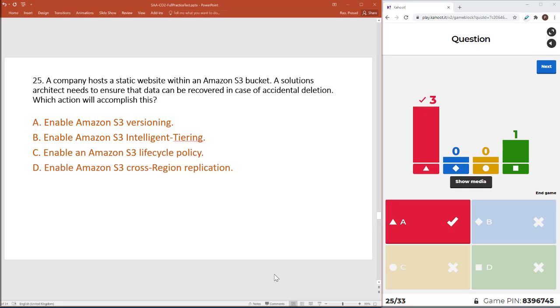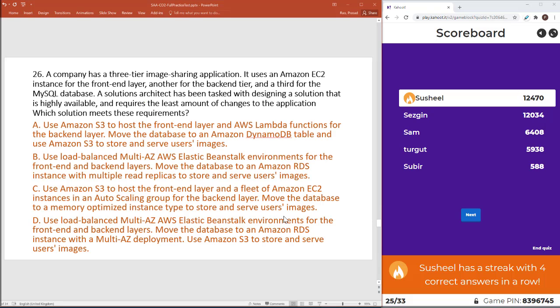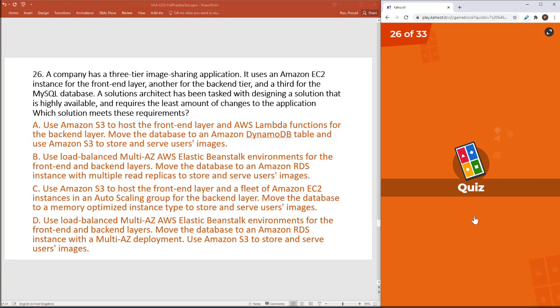Even cross-region replication is not going to work. First of all, it will be a costly thing to do. And secondly, even if it is deleted, the replication is going to delete the data, unless you have versioning enabled. So option A is the right answer. Next question. Okay, let me start the timer also.